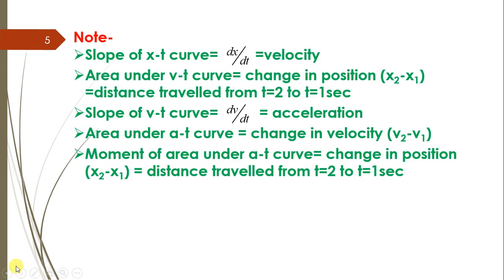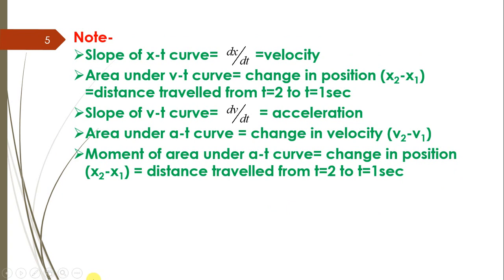Then the area under the a-t curve is equal to the change in velocity, that is v2 minus v1, and the moment of area under the a-t curve represents the change in position x2 minus x1, or you can say the distance travelled from t equals 1 to t equals 2 seconds.